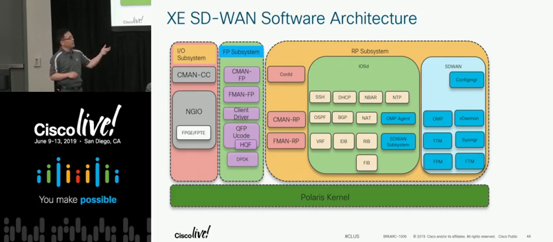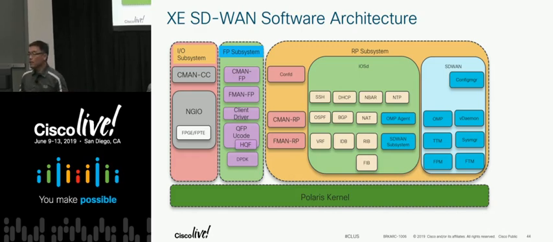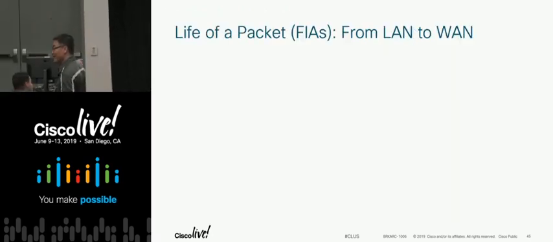So this is the XE SD-WAN software architecture. Yes, sir. This is probably a good time to revisit my question about the flow. Right there, next slide. Okay, next slide. Coming.